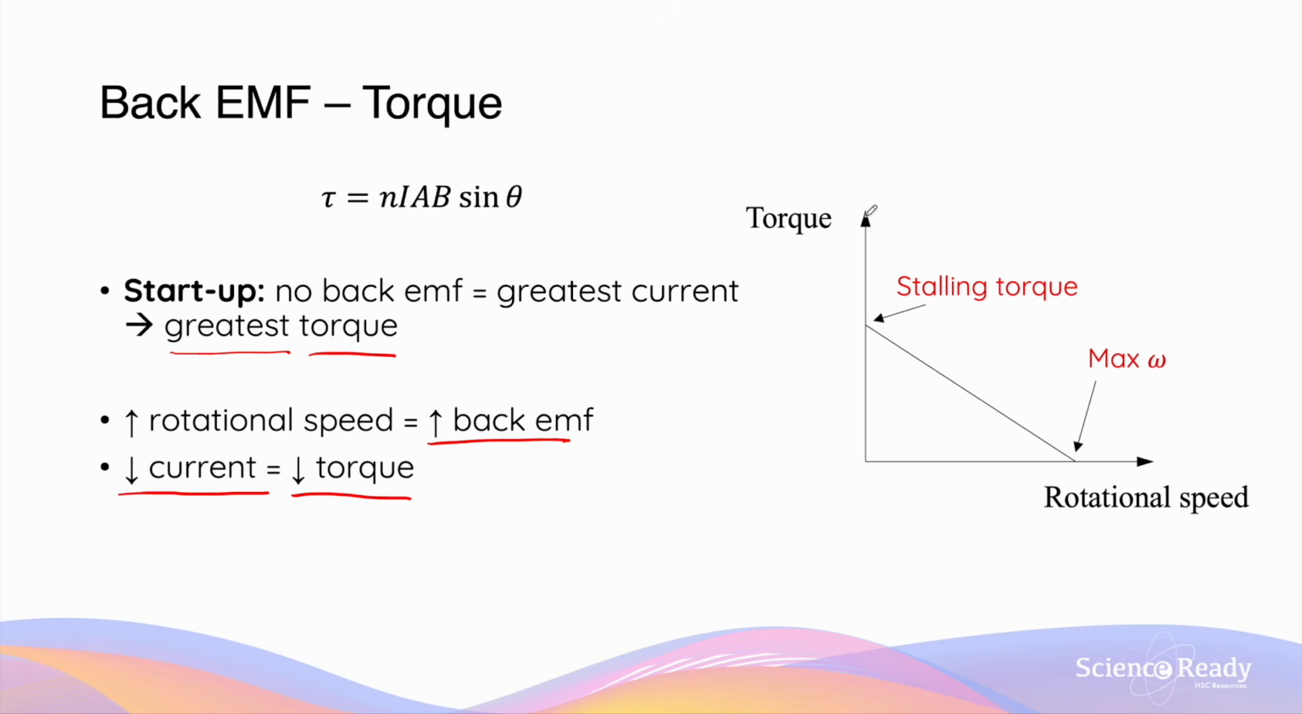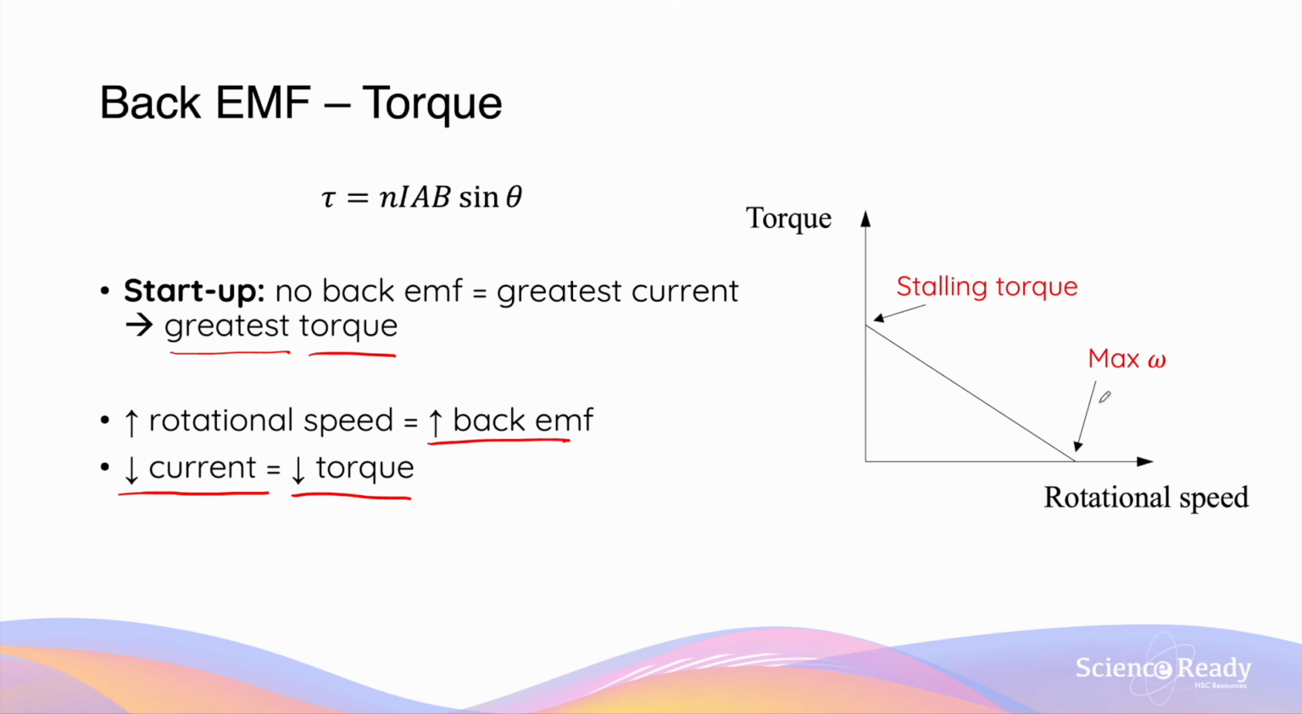This is why, on a torque versus rotational speed graph, the stalling torque, which is the torque acting on the armature when it is not rotating, is the highest, because this is when the back EMF is zero and the magnitude of current flowing through it is at its greatest. The torque decreases as the motor starts to rotate faster and faster due to larger back EMF. And this is because, again, larger back EMF means you have a decreased current and decreased torque.